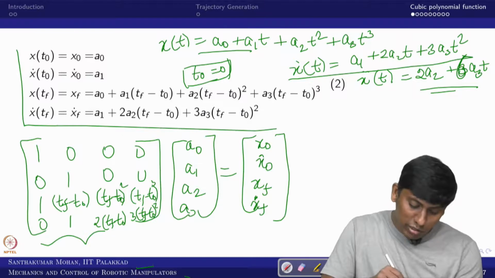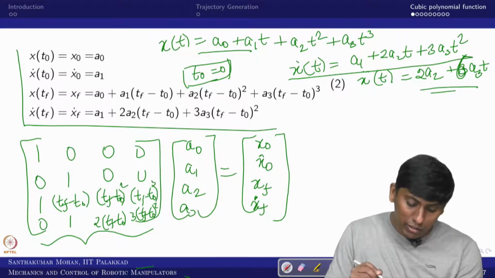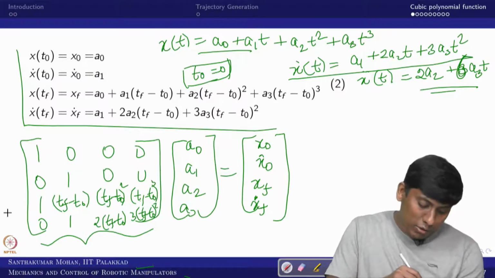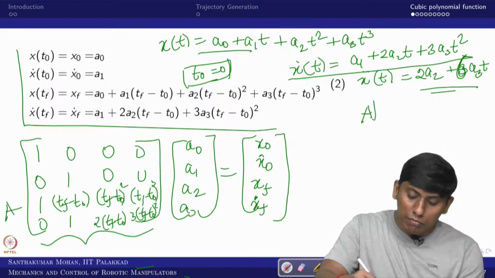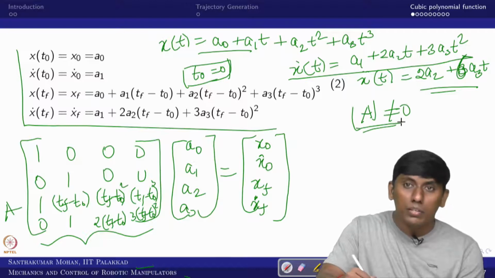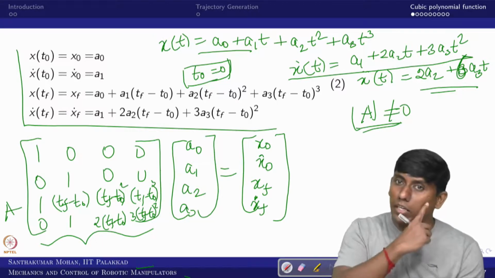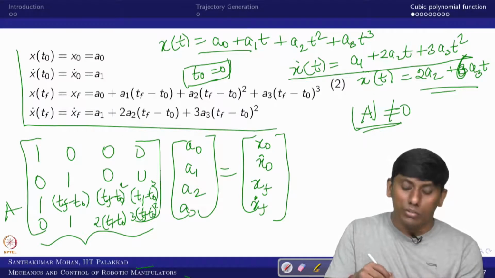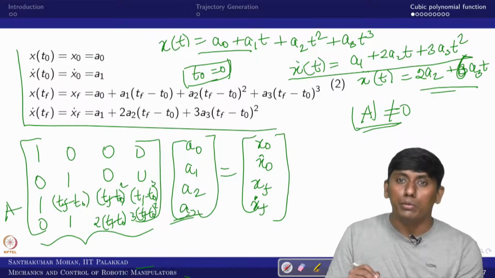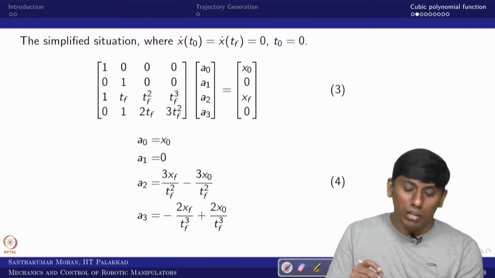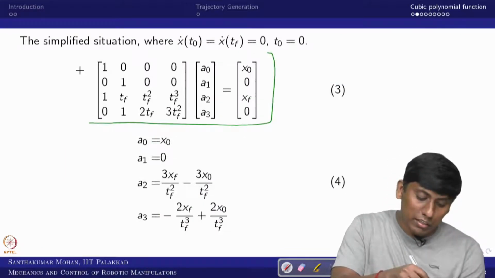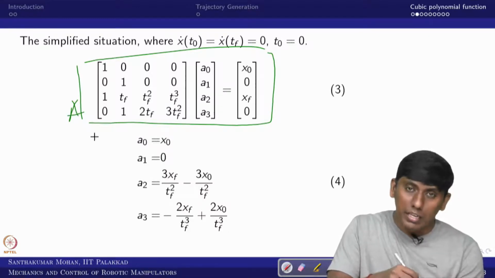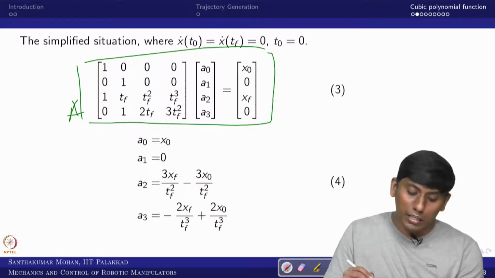Now these rows are linearly independent. This matrix I call A, so the determinant of A is non-zero. In that sense, if I take the inverse of this and multiply with this, that will give a0, a1, a2, a3. So that is what we are doing. I take this A inverse, multiply with this, and I can do it.